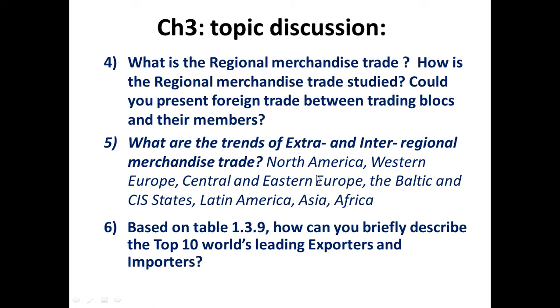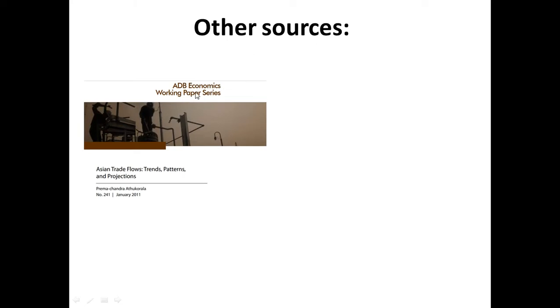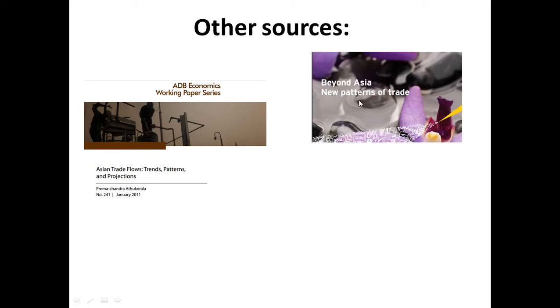I also provide you other sources, other sources that you can go to for data and information. Besides Google, you can find these sources. The first is about ADB. You can go to the ADB website and find the working paper series about Asian trade flows, trends, patterns or projections, something like this. But this is a little bit old, 2011, and now it is 2023. If you could find an updated one, it's better. The other one is Beyond Asia, New Patterns of Trade.